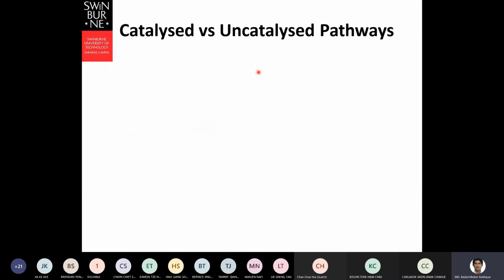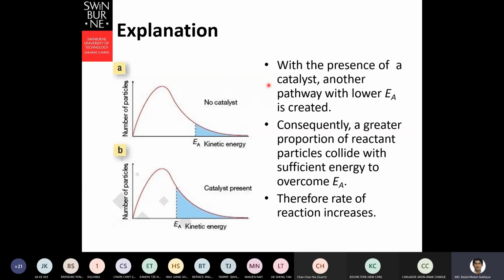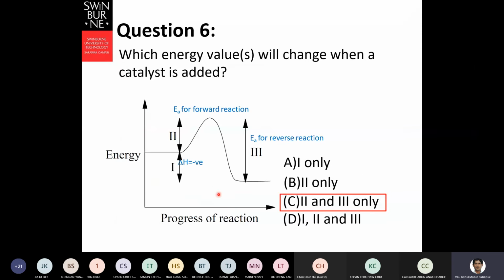So this is the catalyzed and uncatalyzed pathway. This is what exactly I was talking about. You can go through it later on. This is with no catalyst. That means many particles are frequently colliding with each other, but they cannot go over the energy barrier. But with the catalyst, more particles can actually cross over the energy barrier and go to the product side.